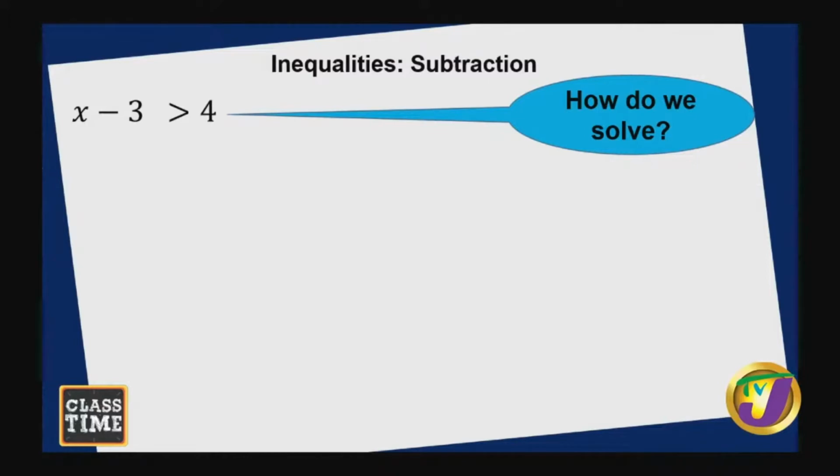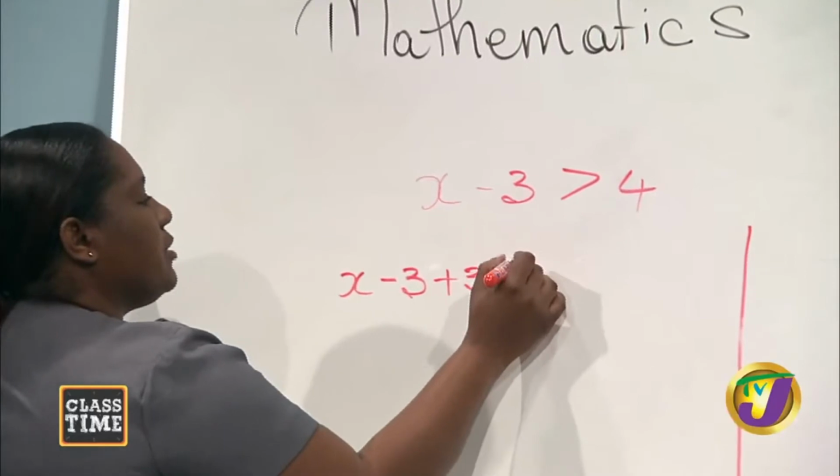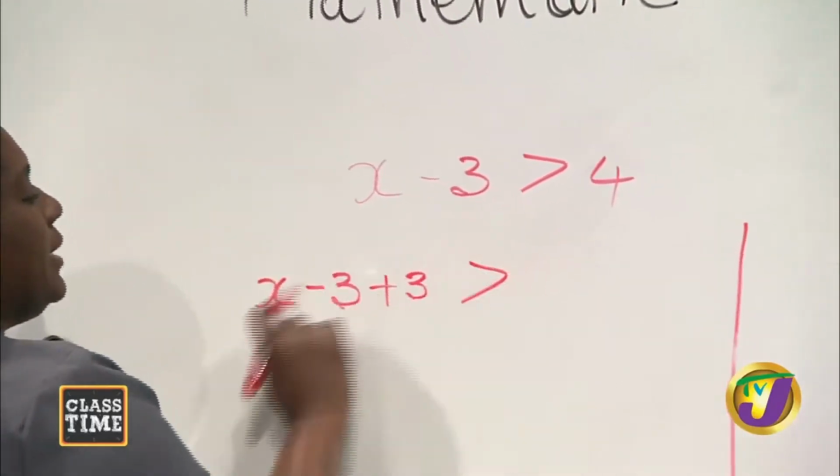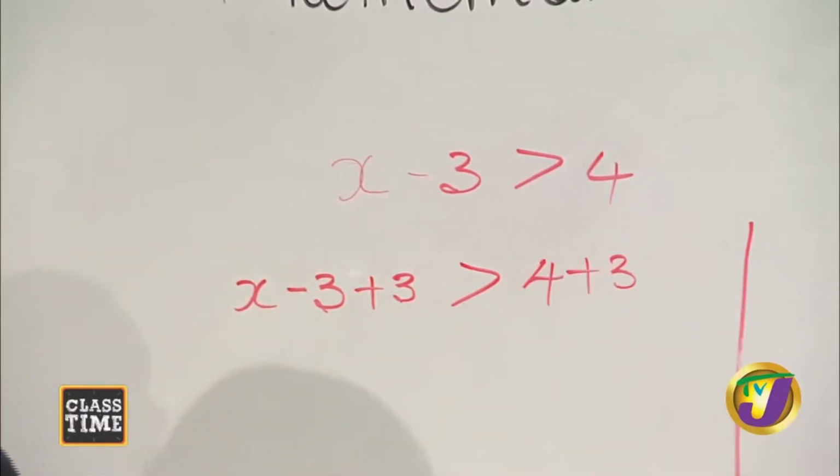Whatever we do to the left-hand side, that is what we do to the right-hand side, in an effort to make x the subject of the inequality. To do this, we identify that we are going to be doing the inverse operation right here, and while doing the inverse operation, we also maintain the balance of the inequality.